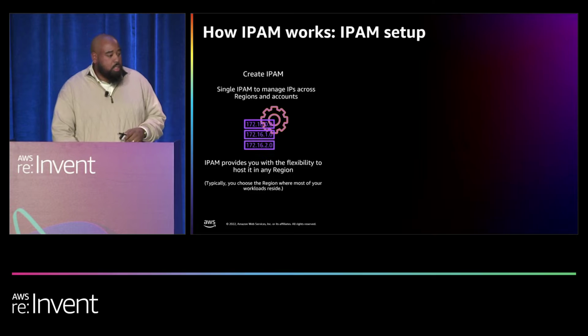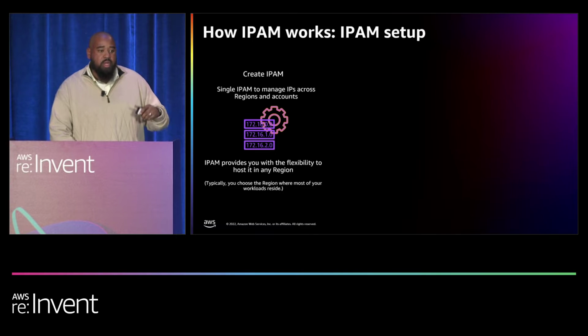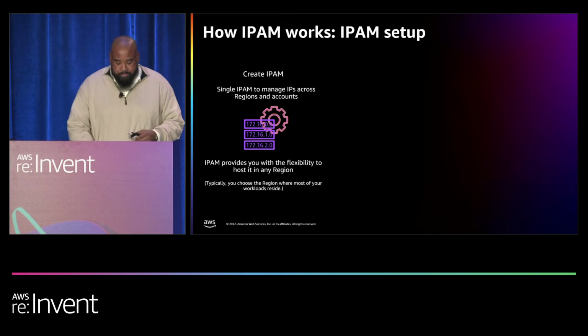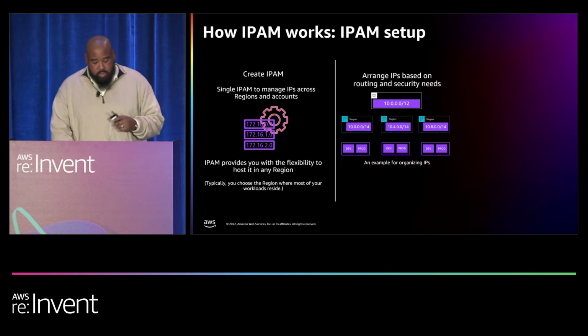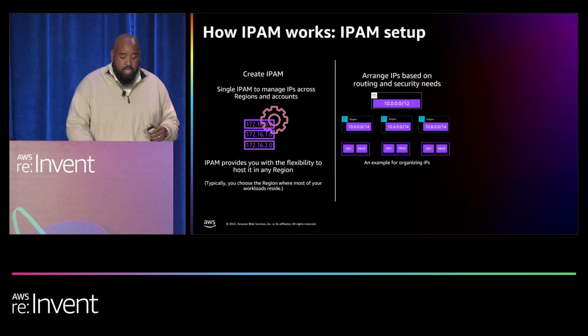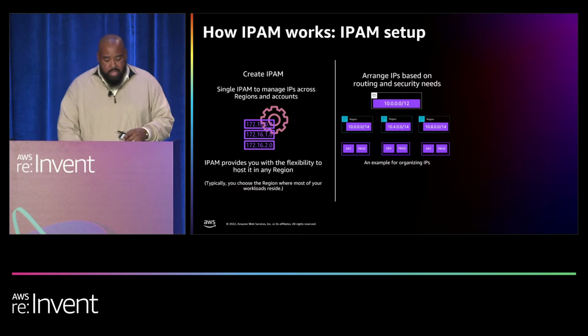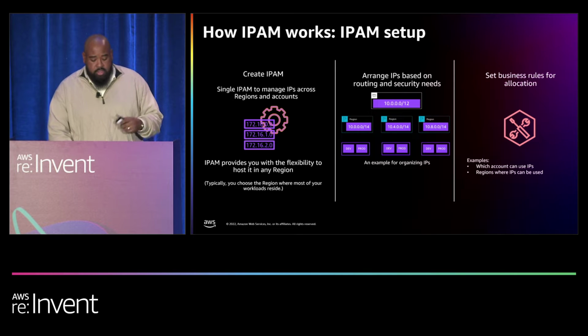Now, let's talk about that. The first thing when you're creating an IPAM, you'll create your IPAM on AWS. You create your IPAM in a single region, and then it maintains your IPAM and your pools for all of your regions and all of your accounts. The next thing you do, once you have your hierarchical structure in mind, you start to create your pools. And I'll give you an example of what your pools will look like in real time. And then you set your business rules.